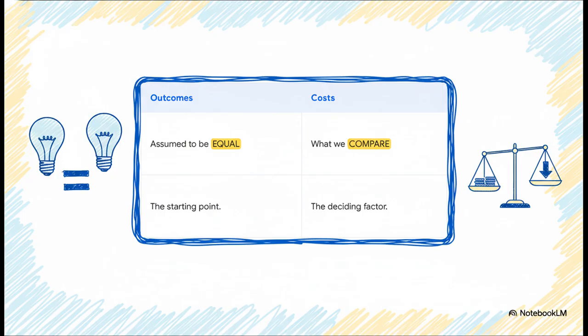And really, CMA just boils down to 2 fundamental rules. First, the outcomes must be equal. That's the non-negotiable starting point. Once you've established that, and only then, can you move on to Rule 2. You just compare the costs. The cheaper option is your winner. It honestly is that straightforward.